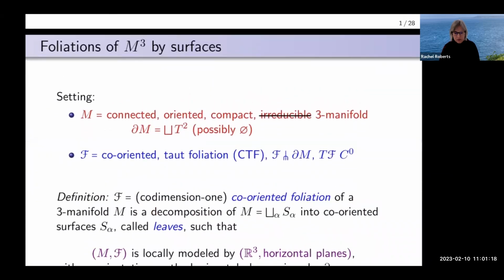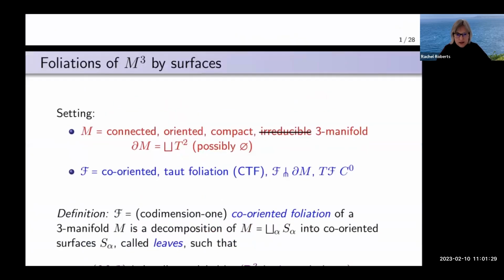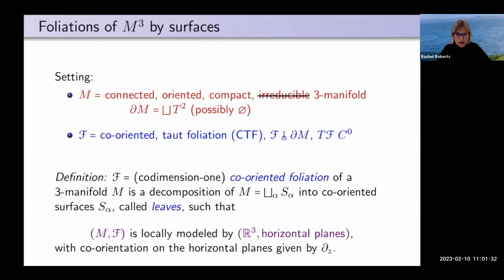So we've heard a reasonable amount of talk about foliations. We're going to be in the setting that M is connected, oriented and compact. And I am going to at some point be lazy and just add in the condition of irreducible. Though, if you have a co-oriented taut foliation, you know for sure that your manifold is irreducible. So, I'm being a little bit sloppy by doing this. F is going to be a co-oriented taut foliation, CTF.